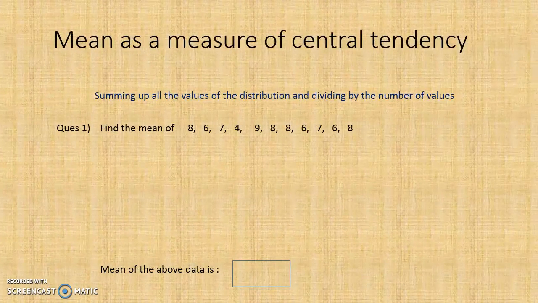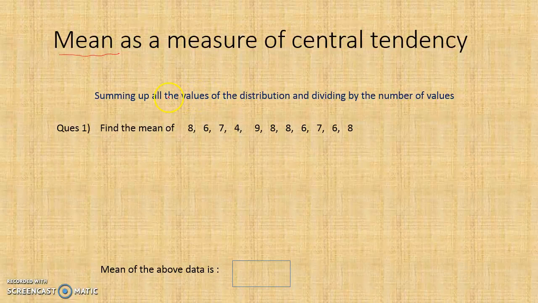Before we move ahead with the measures of central tendency and talk about mean in particular, I would like to emphasize that each of these averages has its merits and demerits, and which average is best suited for analysis depends on the data and the type of interpretation that needs to be made from it. So let us now start with the first measure of central tendency, which is mean. Understanding mean is fairly simple. All we need to do is sum up all the values of the distribution and divide it by the total number of values.